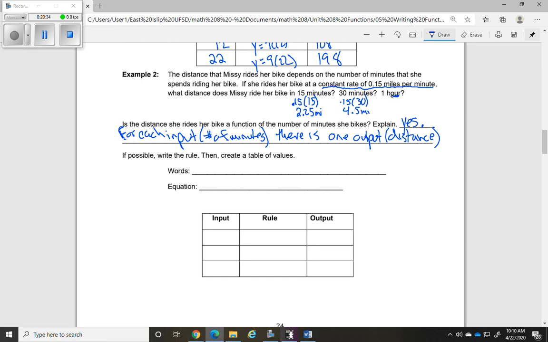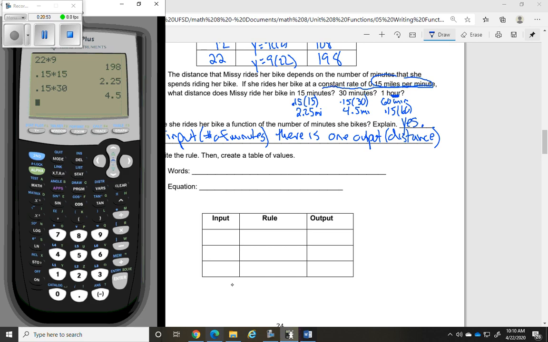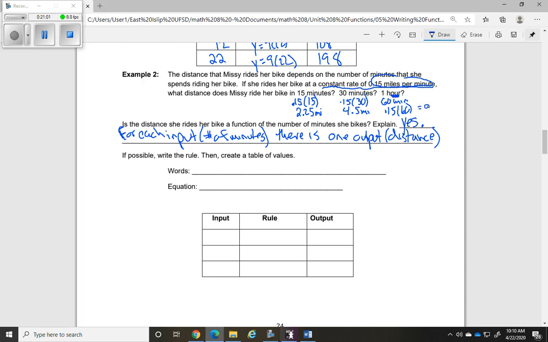And 1 hour. Notice it says hour, but this is miles per minute. So I have to change this hour to 60 minutes. You can't just plug in a 1 because that would mean 1 minute. So be careful of your units. I have to do 0.15 times 60. I get 9 miles. Makes sense that the longer she's riding for, the more miles she can go.